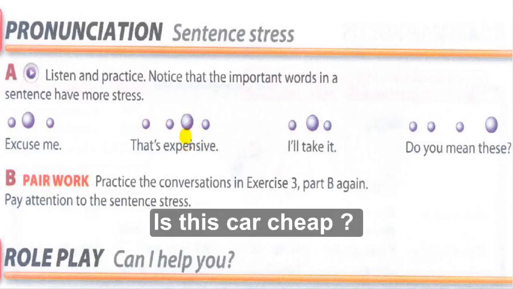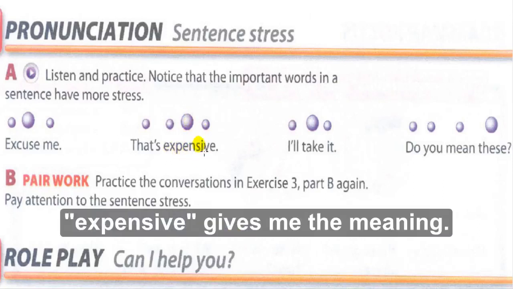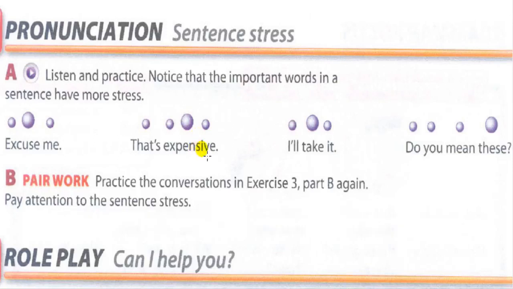Expensive. Expensive gives me the meaning. Example, is this car cheap? No, it's expensive. So expensive gives me the meaning. Expensive answers the question. I'll take it. Take, the verb. So here the verb take gives me the meaning. Do you mean these? Do you mean these gloves? So stress gives me the meaning.